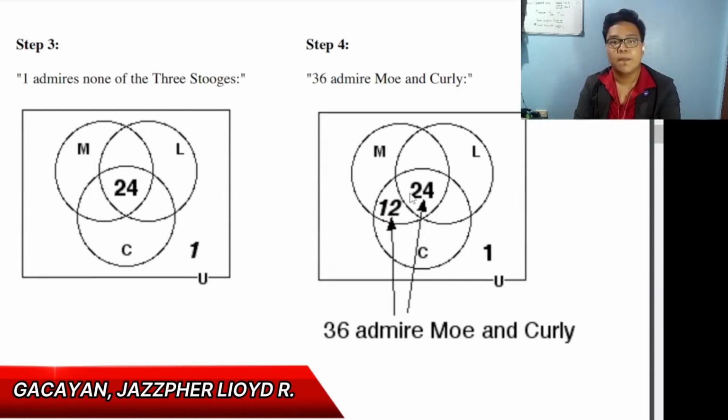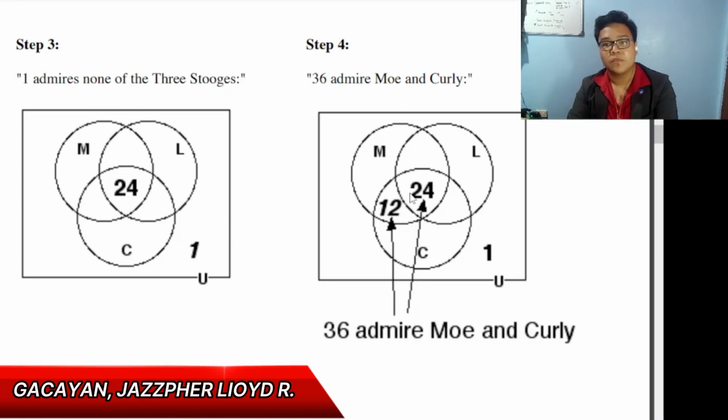Next up, how many of those don't admire any of the Stooges? Well, we are going to put it outside the circles. Why? Because they are not included, for the fact that they really don't like any of the Stooges.